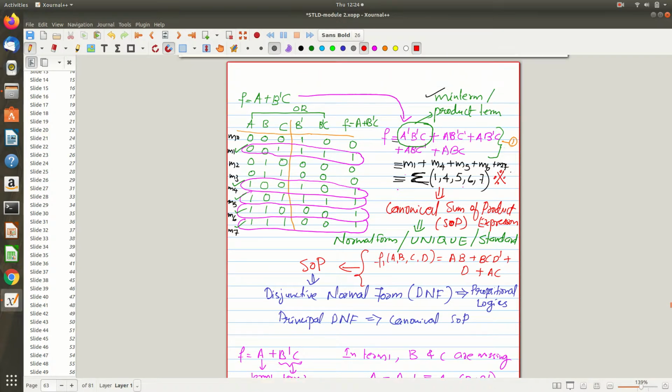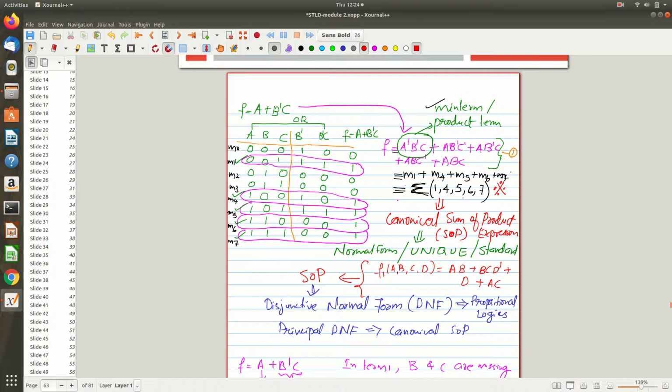Now there is one more equivalent form called the canonical product of sum. This is sum of product, the next one is product of sum. So hope you know what it will be. Individual, instead of min term we will write max term, then we will multiply them together. Maybe in the next video we will see that.